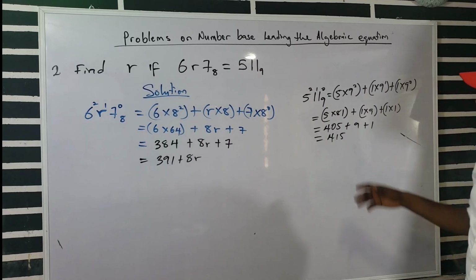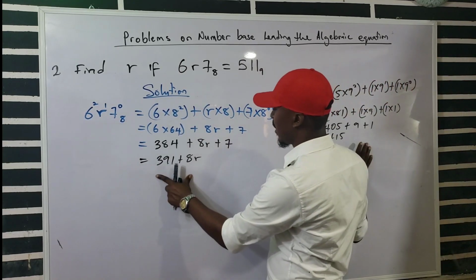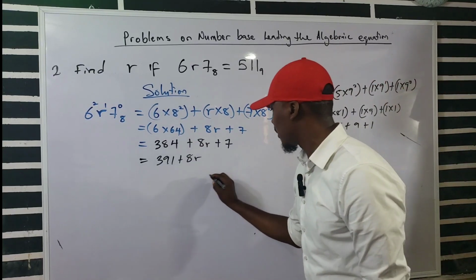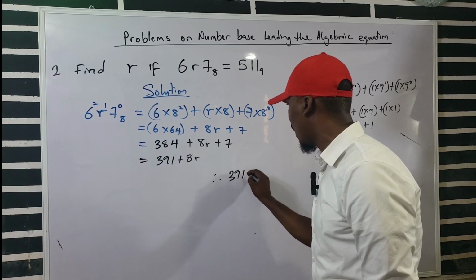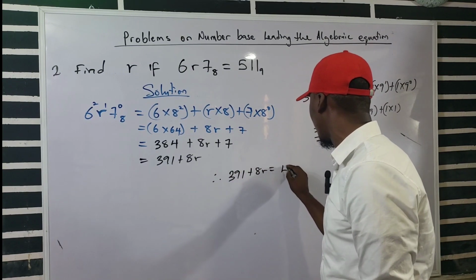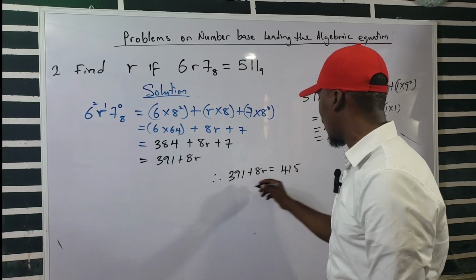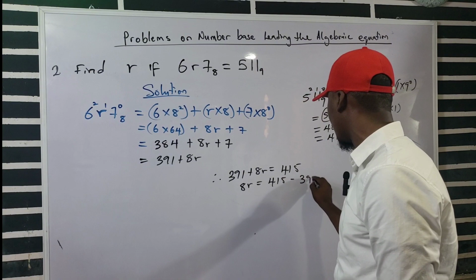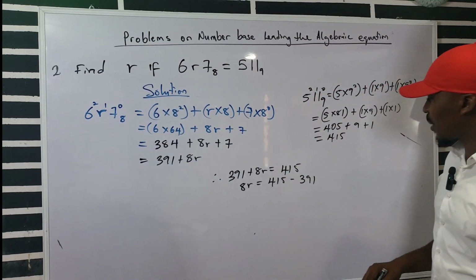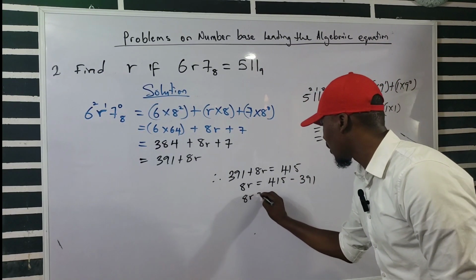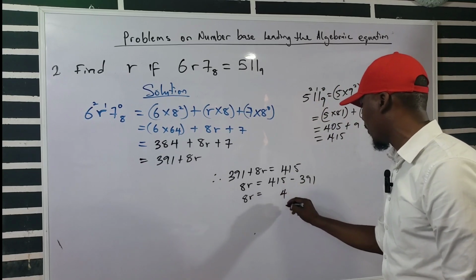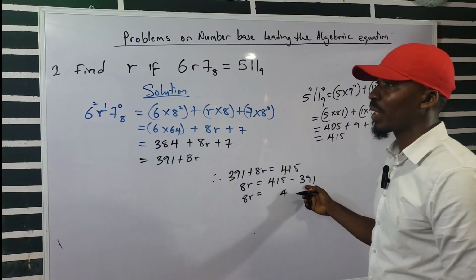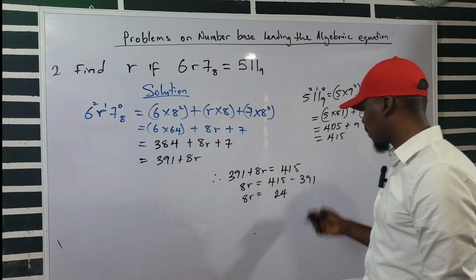So we have gotten the two numbers in base 10, this in base 10, this in base 10. So let's solve for r. So if you solve for r, therefore 391 plus 8r equals 415. So this one crosses over here, 8r equals 415 minus 391. So 5 minus 1 will give you 4, and 11 minus 9 will give you 2. So that's what we have.